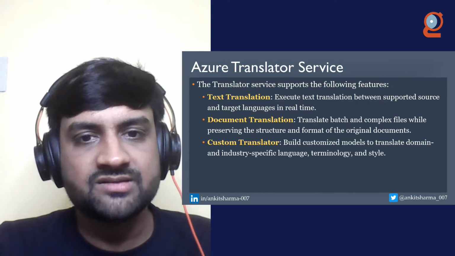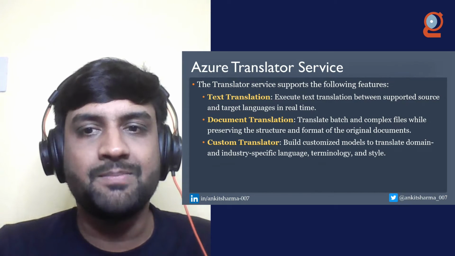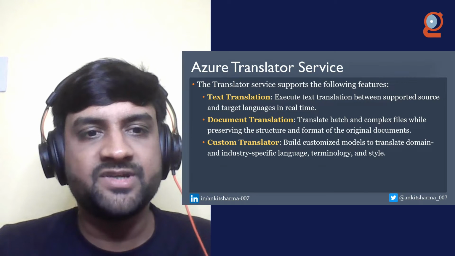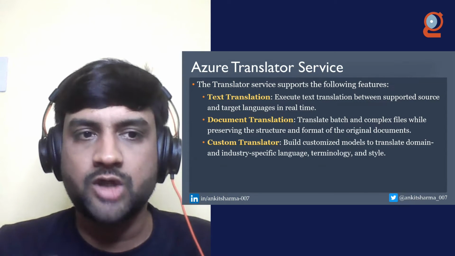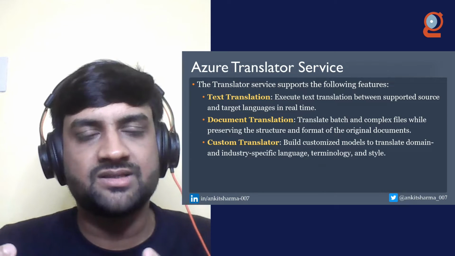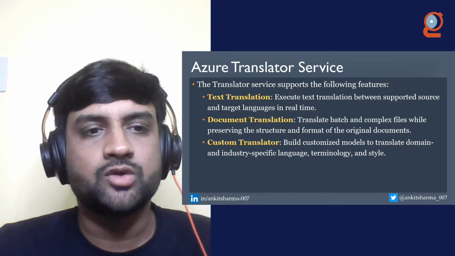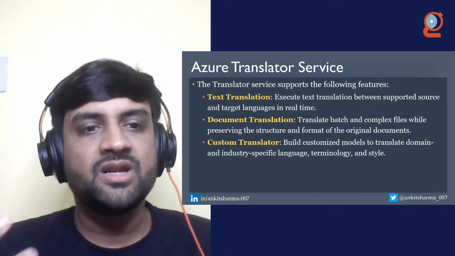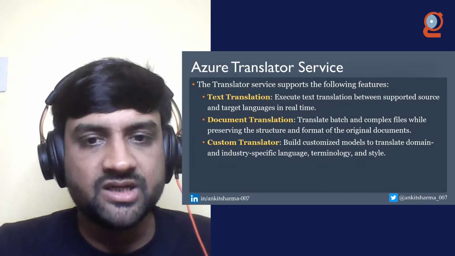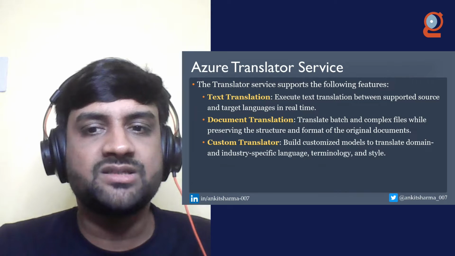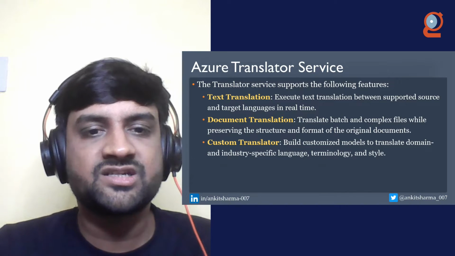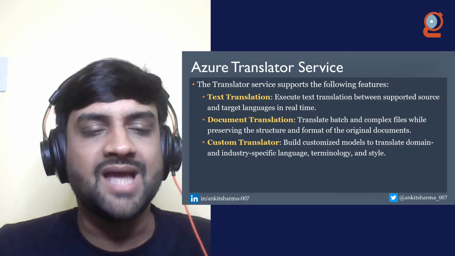Then we have document translation. It allows us to translate batch and complex files while preserving the structure and format of the original document. So if you have any documents in a PDF format or in a Word format, you can use document translation to translate those. Then finally, we have the custom translator. It allows us to build customized models to translate domain and industry specific language, terminology, and styles.